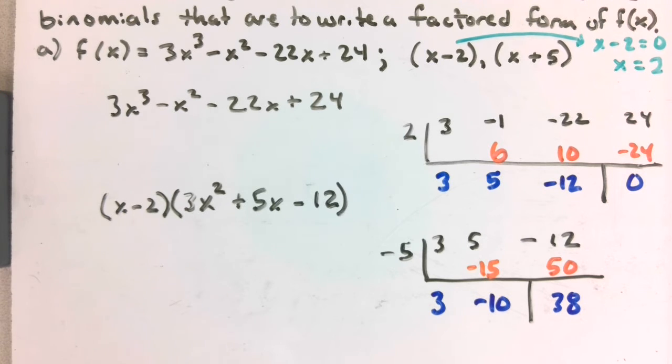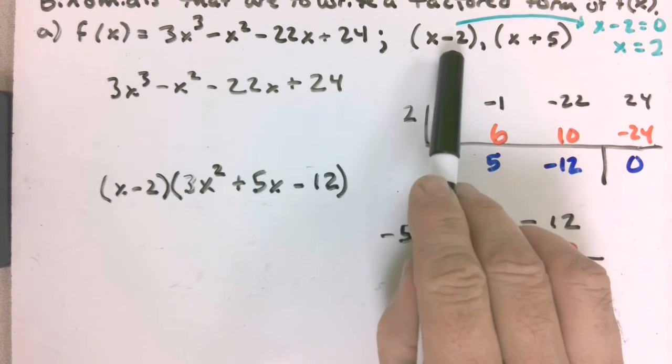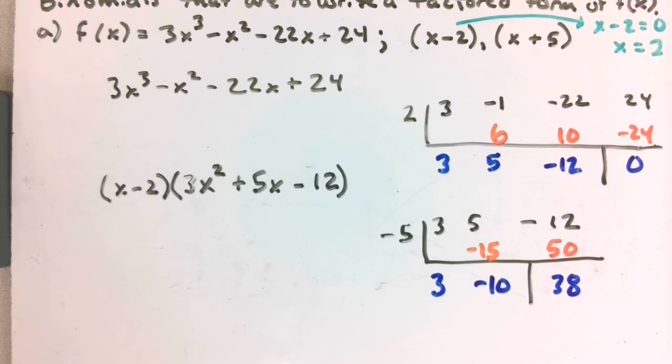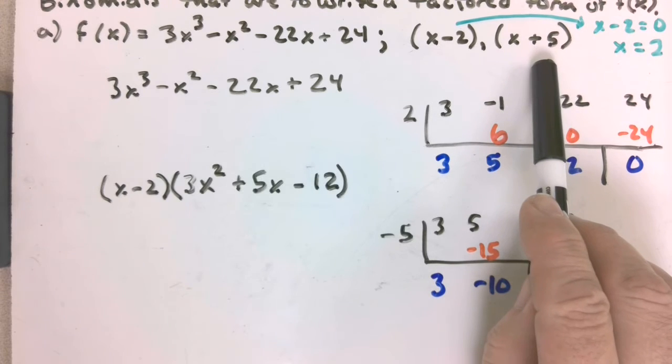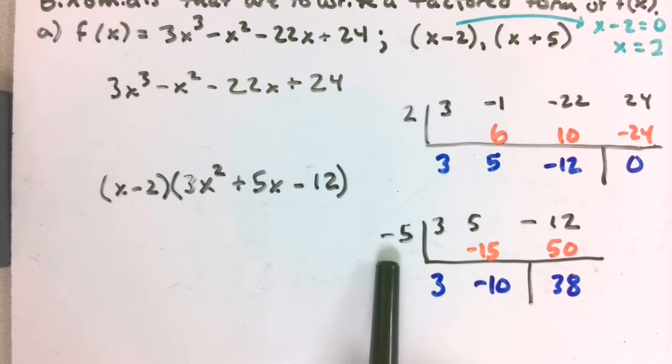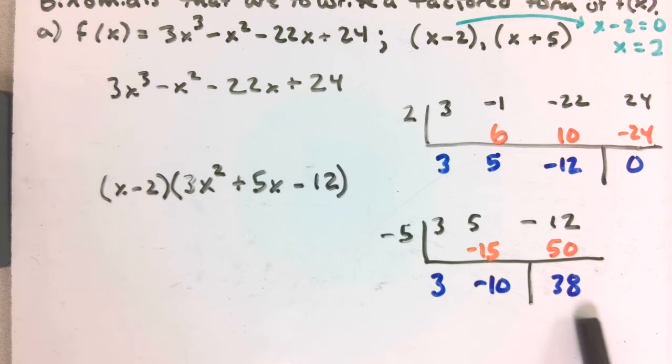That means that x plus 5 is not a factor. The only time you get a factor is if you get a remainder of 0. Any other number does not give you a factor. So we know that x minus 2 is a factor because when we divided by 2, we ended up with a remainder of 0. That allowed us to do some factoring. Then we tried x plus 5 by dividing by a negative 5. When I did that, the remainder ended up being 38. So that means that x plus 5 is not a factor.